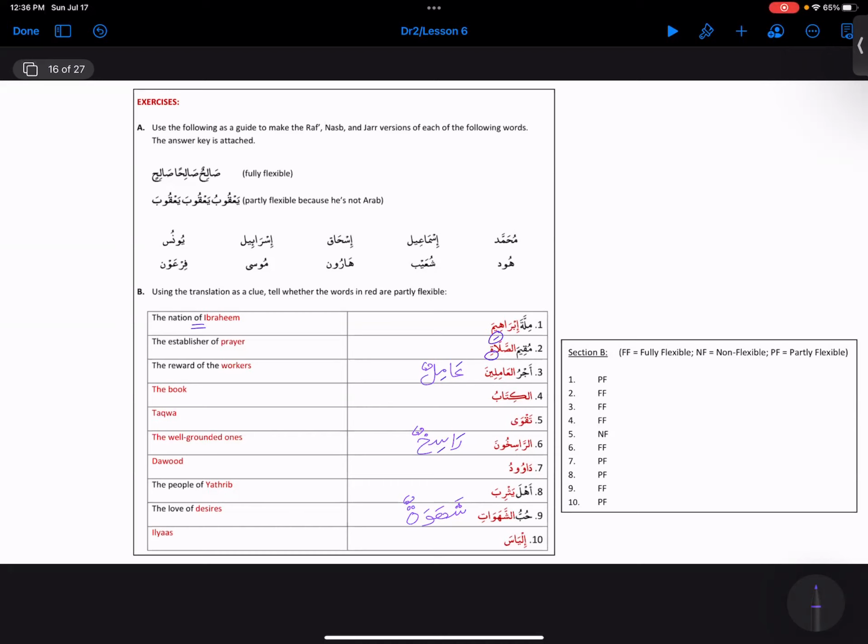Assalamu alaikum. Wa alaikum assalam. I just want to ask, please. Jahannam is the proper name of a place, so it's partly flexible. What of nar? Nar is fire, right? So this is fully flexible. In the Quran we see the names of Jahannam are all partly flexible, and they are considered feminine.